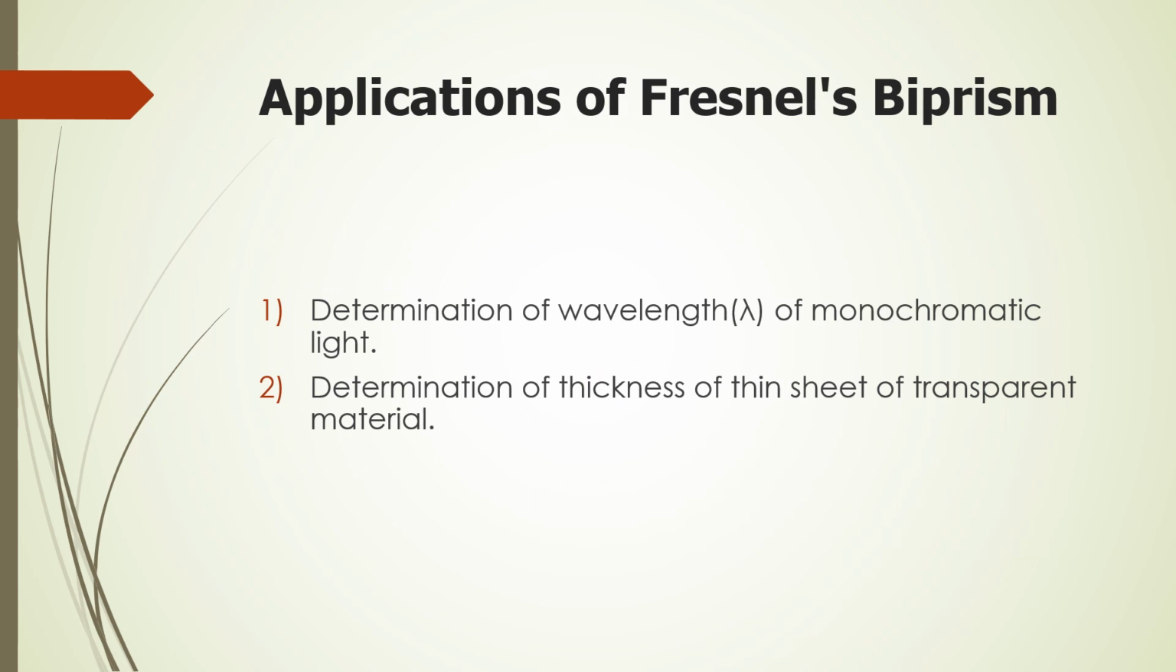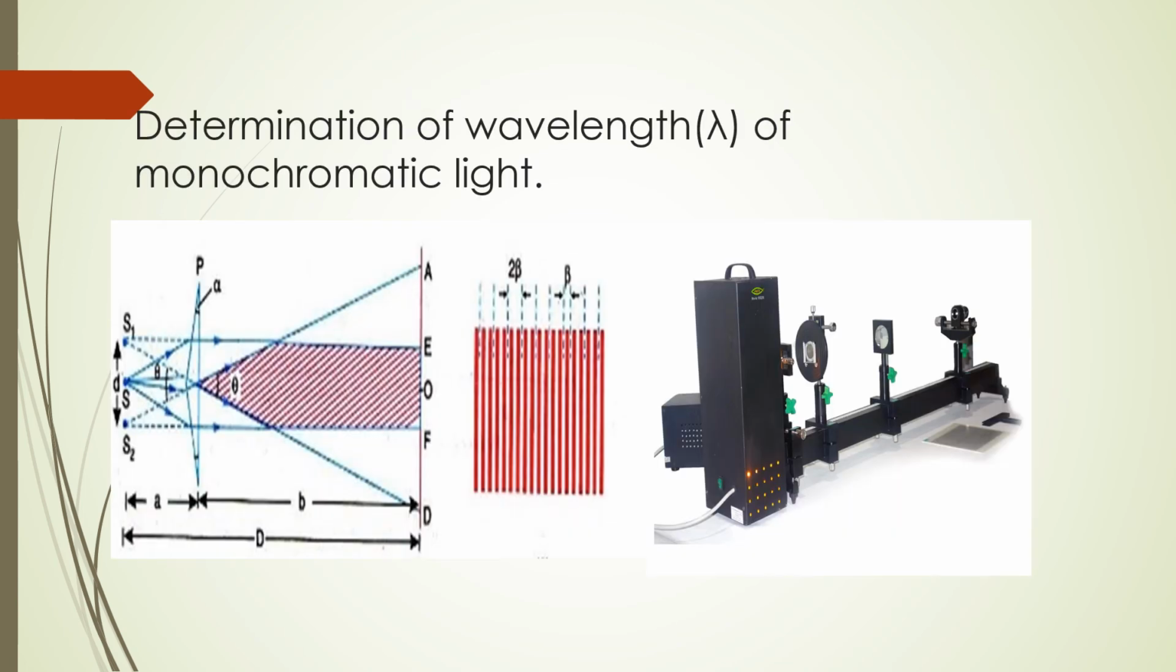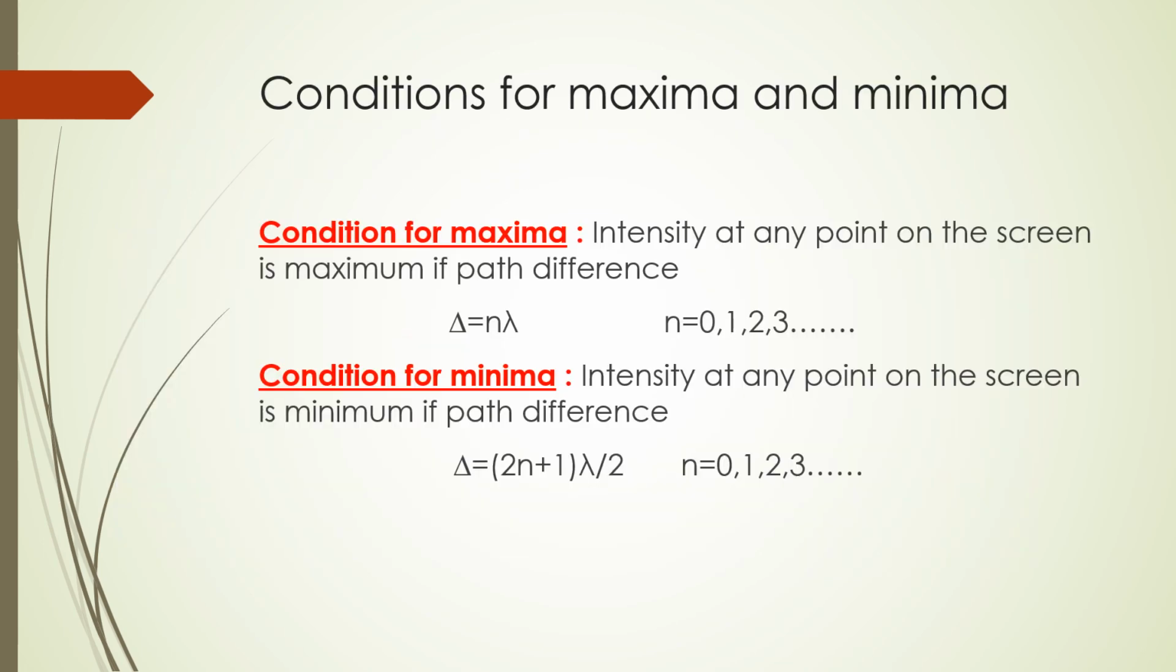As we move into the application of Fresnel's biprism, it is capable of determining the wavelength of a monochromatic light, as well as the thickness of a thin sheet of transparent material. With this, the wavelength lambda of a monochromatic light can be determined using a Fresnel's biprism, for which the conditions for maxima and minima are given by delta equal to n lambda for maxima and delta equal to (2n plus 1) lambda by 2 for minima.